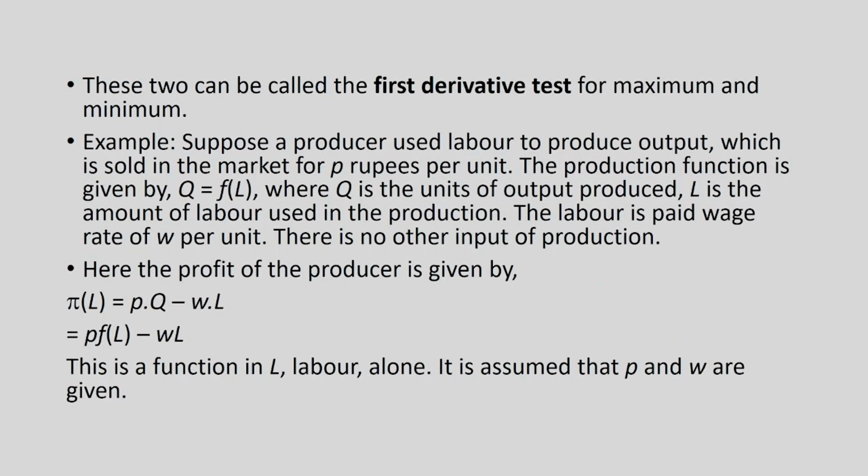These two can be called the first derivative test for maximum and minimum. As I was telling you, these criteria can be put together to find out whether a function has a maximum or a minimum at a particular point, in particular at the stationary point. So, this is called the first derivative test. Why is it called the first derivative test? Because we are depending on the first derivative, right?